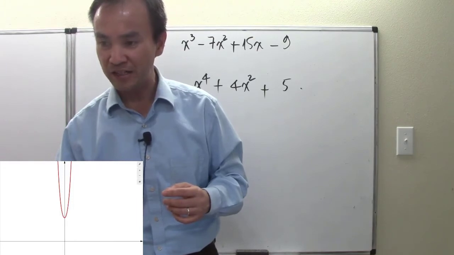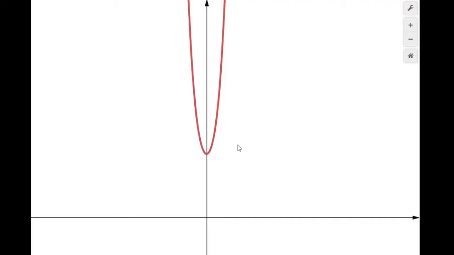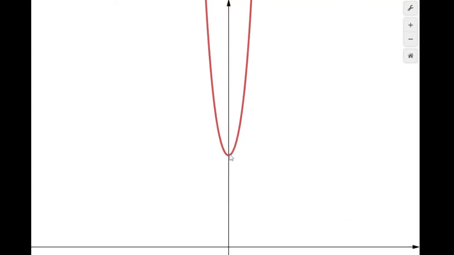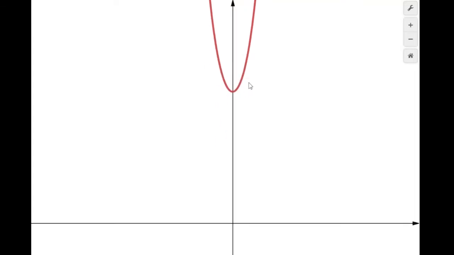And let me bring that into a closer zoom right here, complete full screen view. So this graph, x to the fourth plus 4x squared plus 5, still has that vertical intercept because it crosses through that vertical axis here.